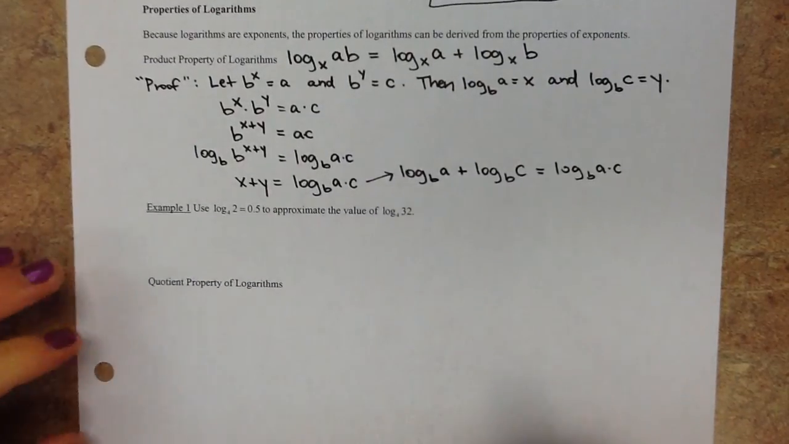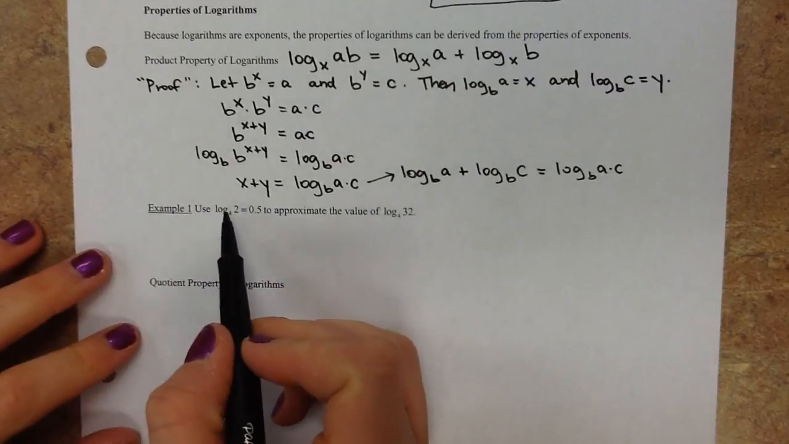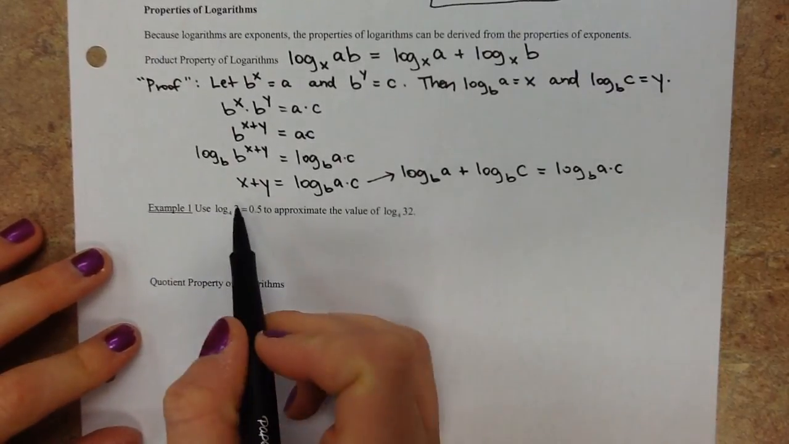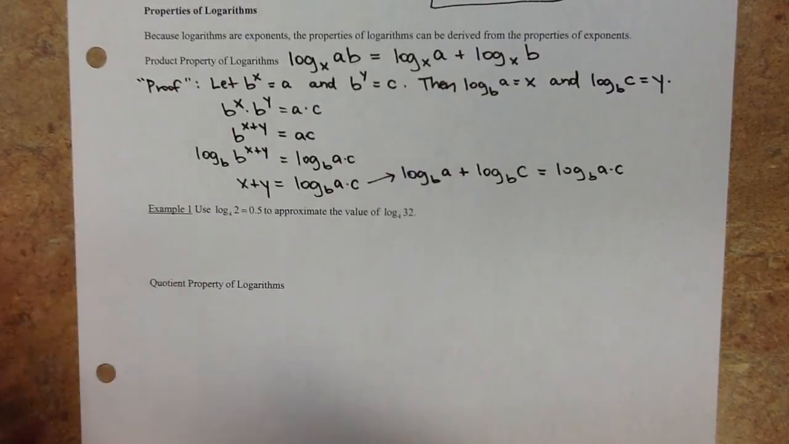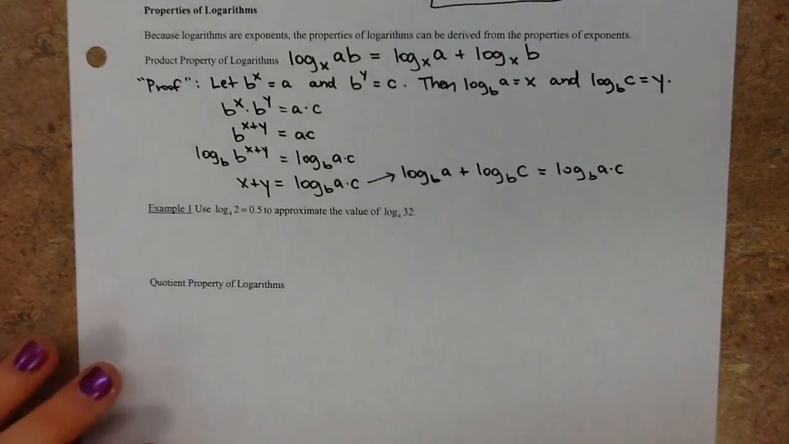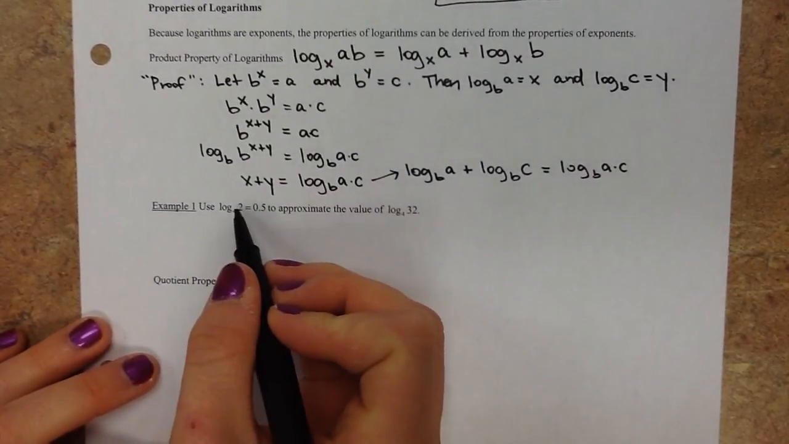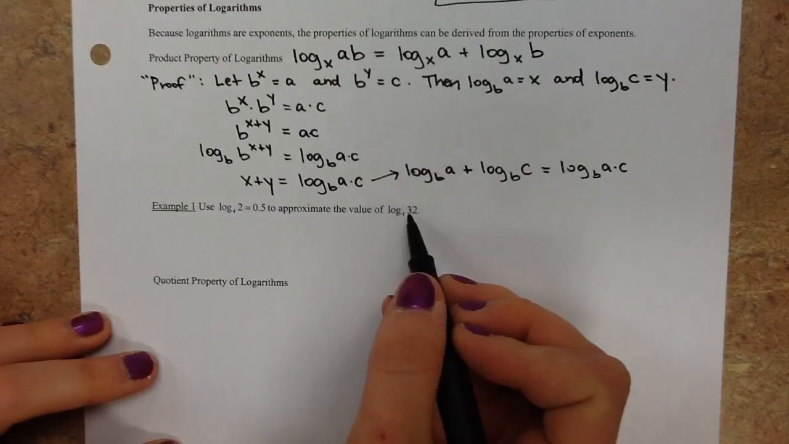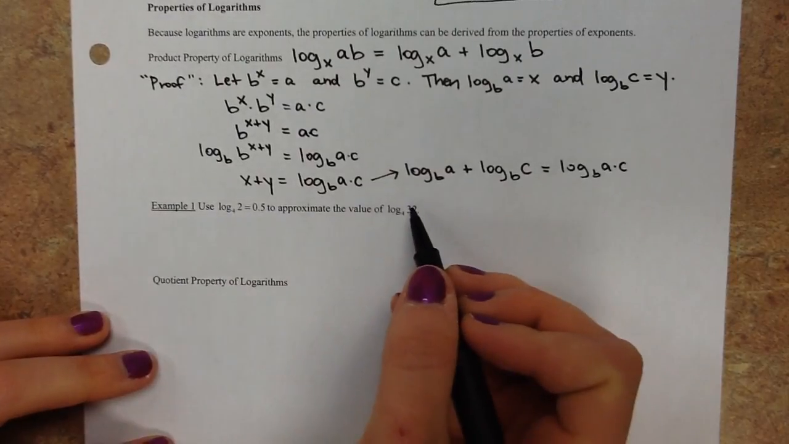All right, so let's start with this. So we know that log base 4 of 2 is equal to 0.5. All right, we want to use that to approximate the value of 0.3. All right, so here's what we got. We know that 32 is 2 to the 5th power.